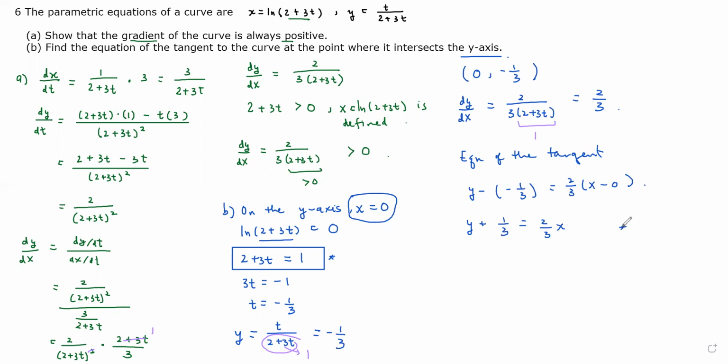This is ugly, so let's multiply throughout by 3. We have 3y + 1 equals 2x, or we can say that 2x - 3y - 1 equals 0. That will give us the equation of the tangent.